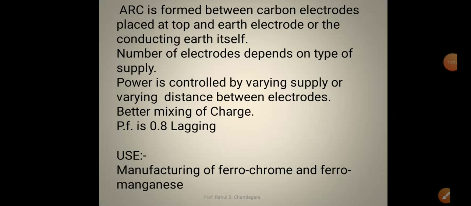Power is controlled by varying the supply or varying the distance between electrodes. Power factor is 0.8 lagging. The application of this is manufacturing of ferrochrome and ferromanganese. We will further study arc welding in the next chapter on electrical welding.